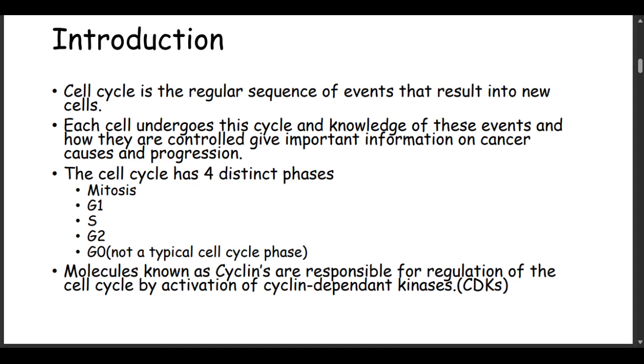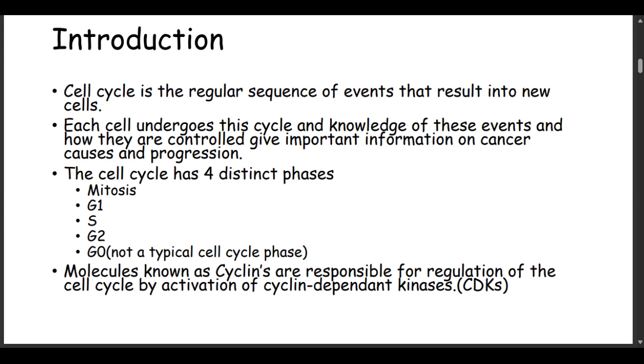basically, the knowledge of these different cycles helps in giving important information to people who are studying cancers, their causes, and how this cancer is progressing. Because cancer is an uncontrolled division of cells, basically. So if you can understand cell cycle processes and what is happening here and there, you can try to gain valuable information about different cancers.